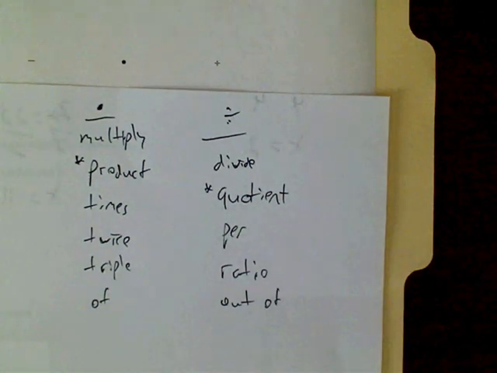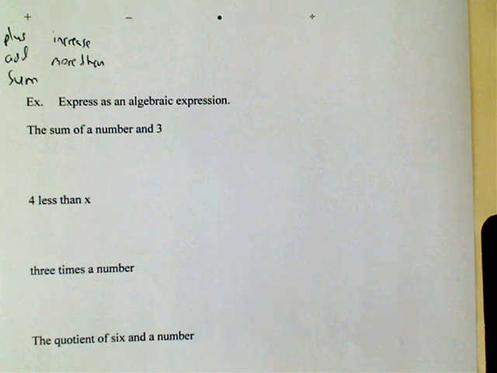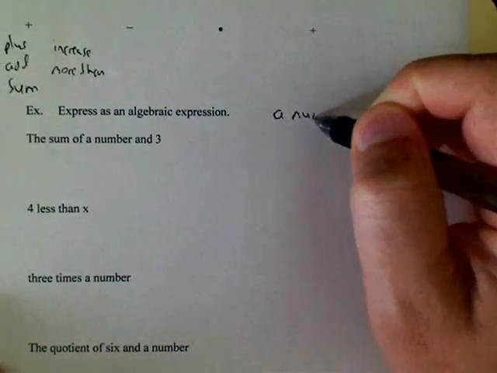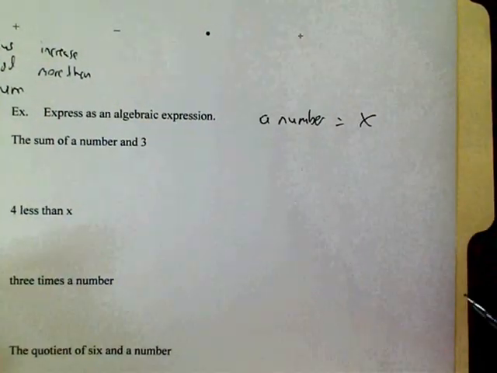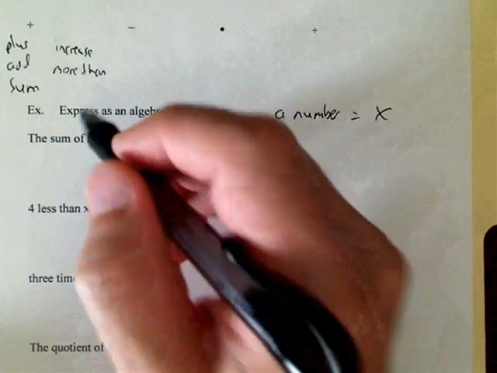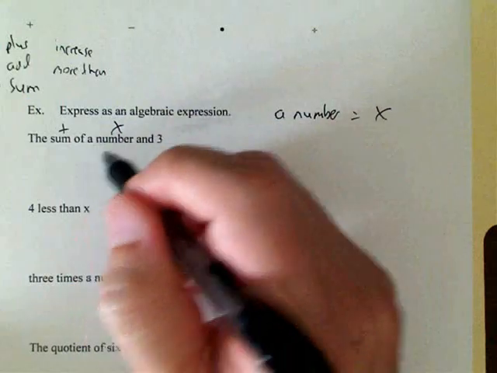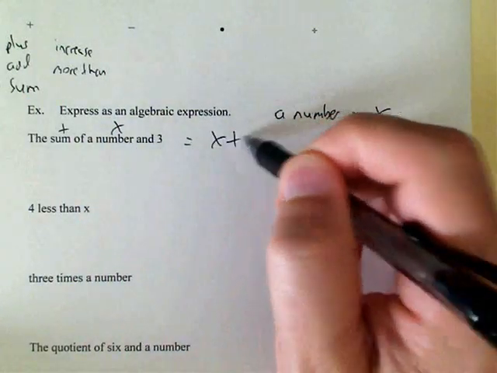Here we go. Let's use some of those words to see what we can find out, what we can translate. Now, anytime it says a number, we're going to use a variable. We're going to use x in all of these. So keep that in mind. The sum, stop right there. Sum means add a number. We're going to use x and 3. So what that means is we're going to add x and 3, which gives us x plus 3. That's how we're going to do.